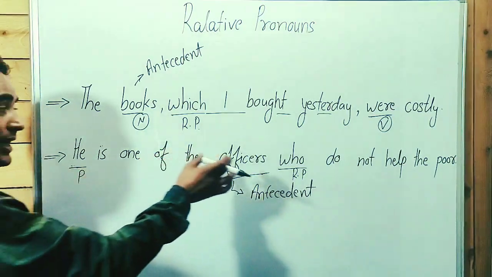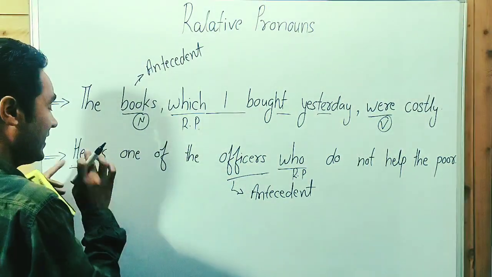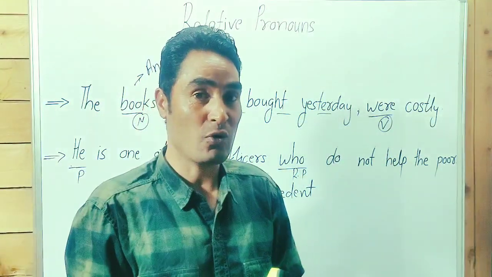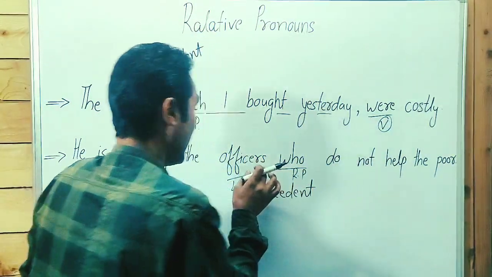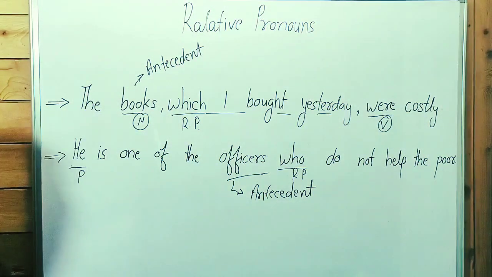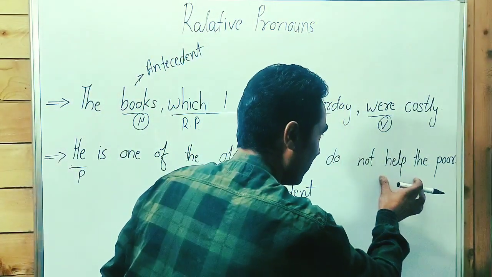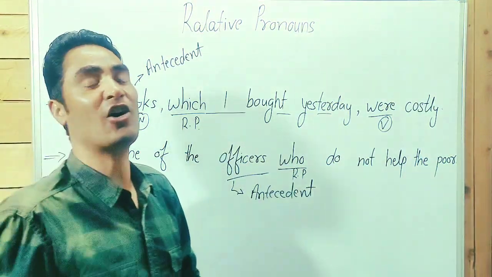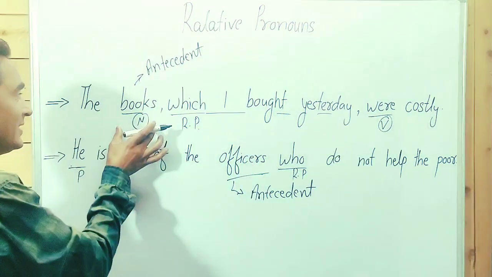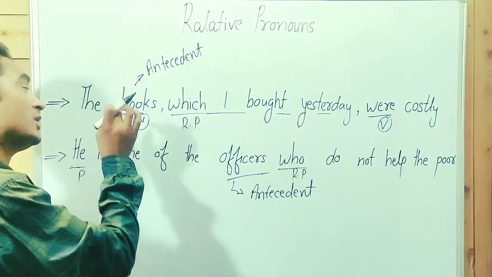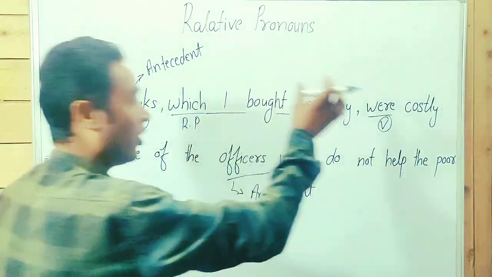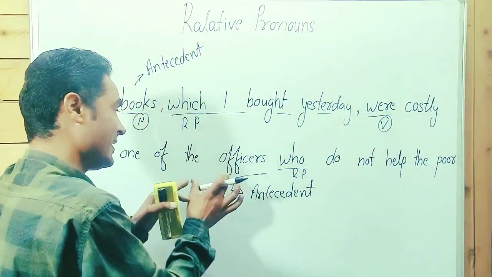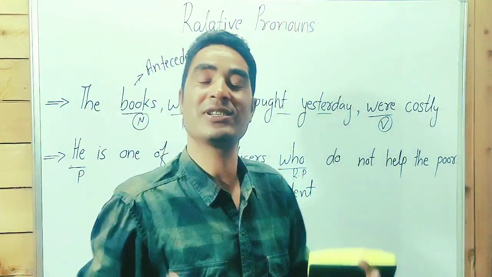If he is an officer, then "who does not help the poor" will be the correct answer. If the antecedent is singular, in this case we use a singular verb. The verb is written according to the antecedent. If the antecedent noun or pronoun is singular, the verb is also singular. If the antecedent is plural, the verb is plural.